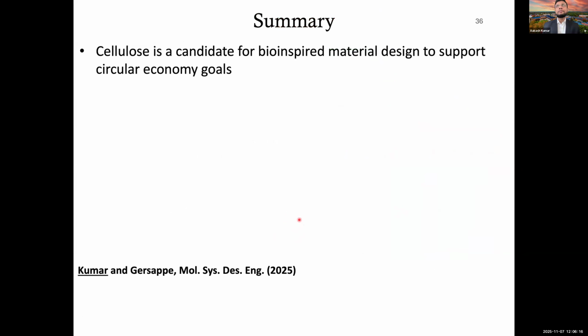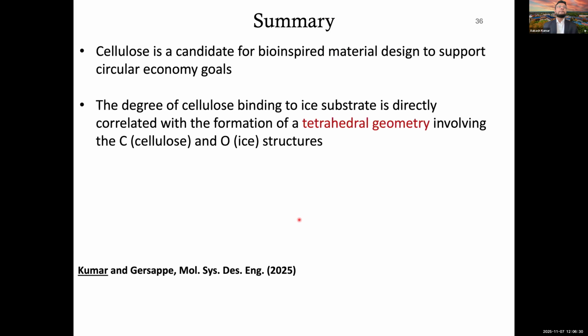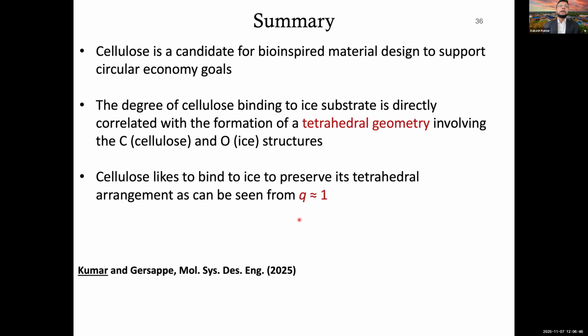I'll quickly come back to the summary of the major portion of my talk: cellulose is a very important candidate for a lot of the bioinspiration and sustainability efforts that could fit in well with circular economy goals. In our findings, we saw that cellulose has a really strong preference for ice planes, forming a tetrahedral geometry that involves the carbon atom from cellulose and the oxygen from the ice planes. We can compute this using the degree of tetrahedrality, and in most of our cases this value was 1.